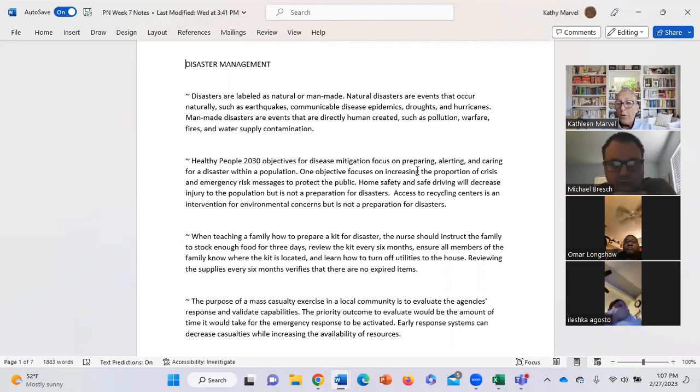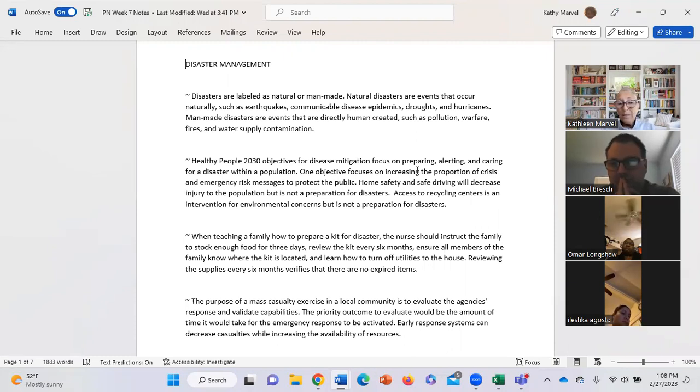One of the goals of Healthy People 2030 with regards to disasters is disease mitigation, focused on preparing, alerting, and caring for a disaster within a population. Community nurses play a significant role in all disaster preparedness, disaster response, and aftercare. Nurses are expected to jump in at any place in the process of a disaster.